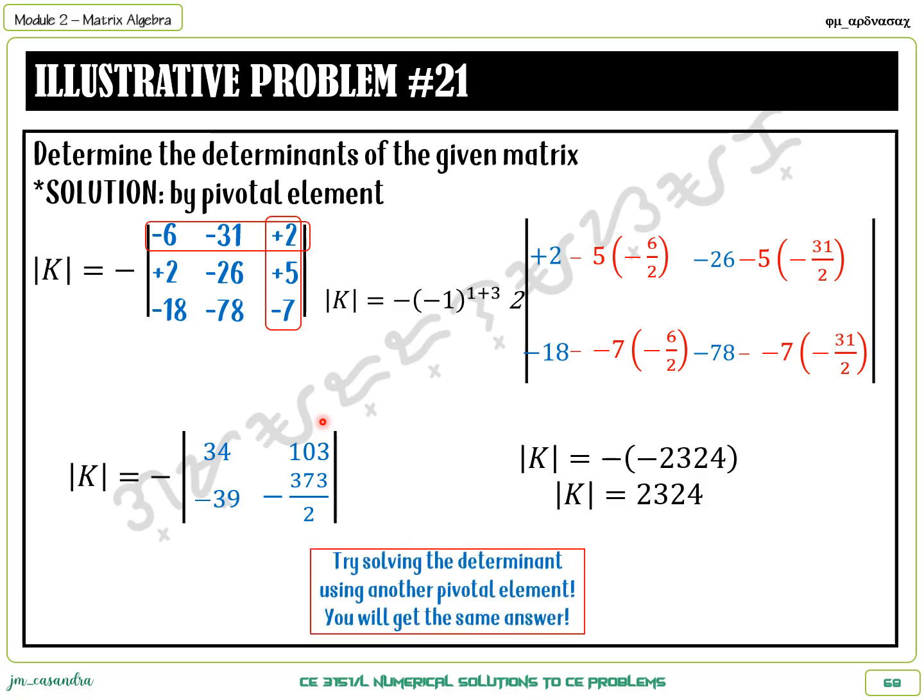So again, you can try solving the determinant using another pivotal element. You should get the same answer. Okay? So if we're going to check also, what we have solved using the pivotal element is the same with what we have solved with the Laplace method.